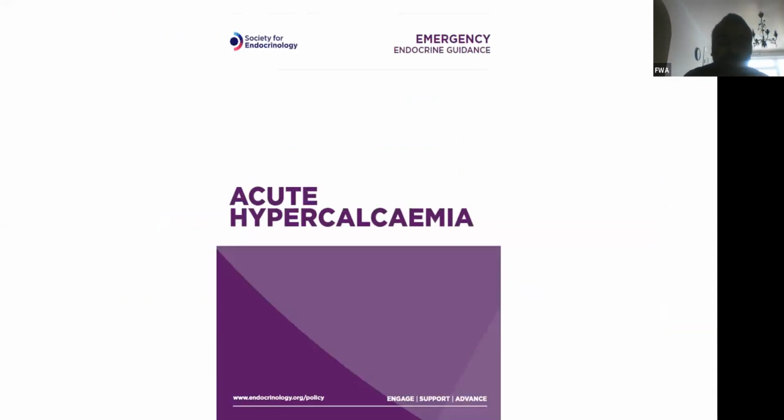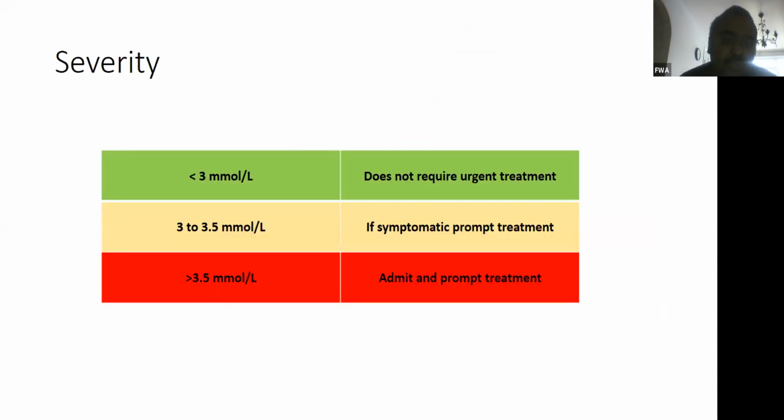So when do we need to admit these patients and treat? If somebody presents to the acute emergency unit or an A&E, and the calcium is less than 3, these patients are usually asymptomatic. These patients can be discharged home without any treatment. If the patients have got a calcium of between 3 to 3.5, if they are symptomatic, then they need to be admitted and treated. But in most cases, we can discharge patients if the calcium is just above 3. Most of the patients usually present with a calcium of between 3 to 3.1.